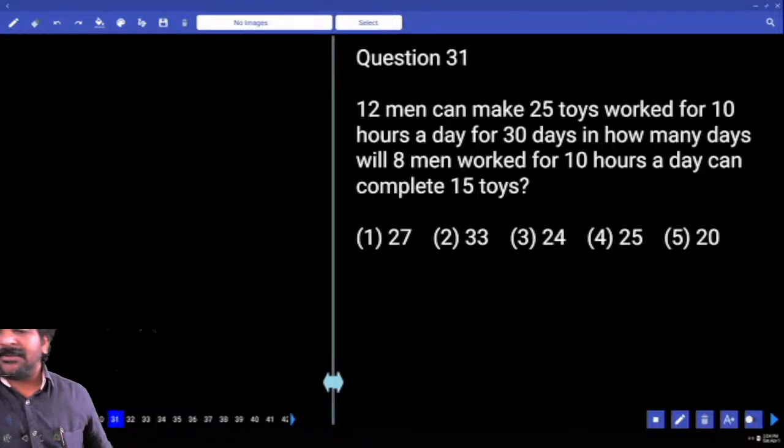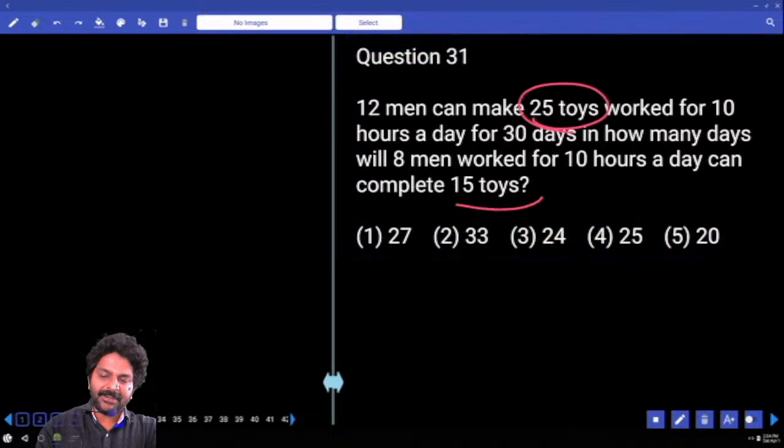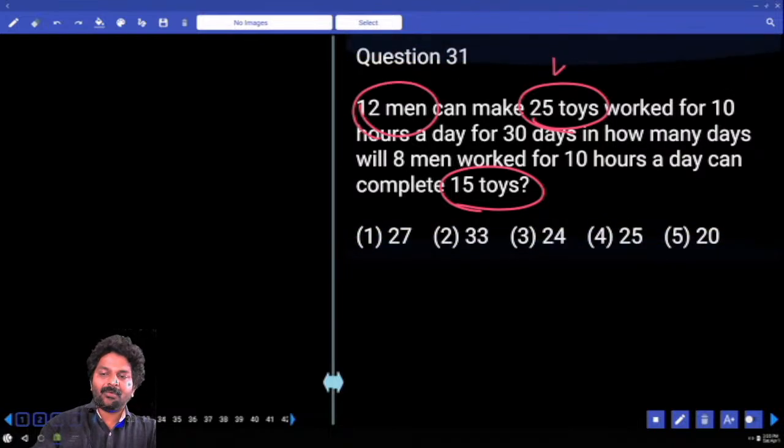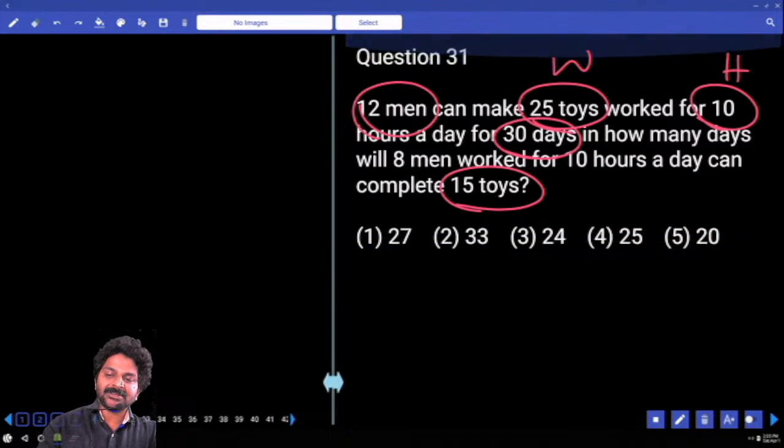12 men can make 25 toys working 10 hours a day for 30 days. In how many days will 8 men working 10 hours a day complete 15 toys? So making 25 toys and 15 toys, that is related to work only? So we have men, work, hours and also days.